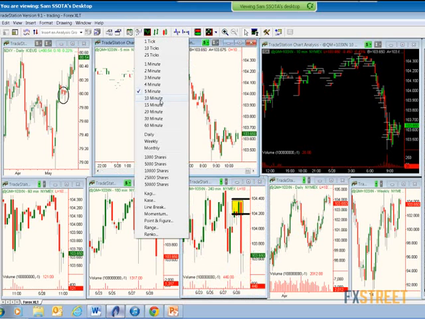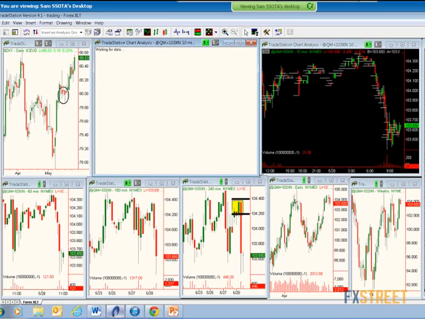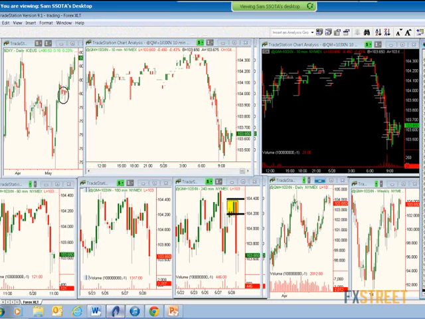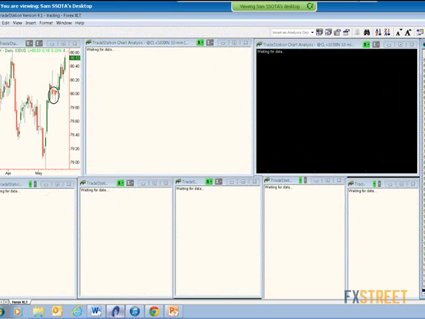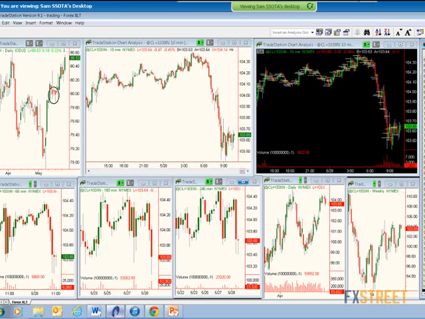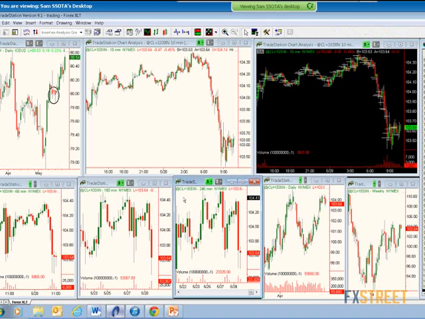So maybe we'll go to a 10-minute chart. I don't know why I'm looking at QM. Let me pull up CL here. I meant to click on CL, sorry. So these are crude futures. You have the same picture though.